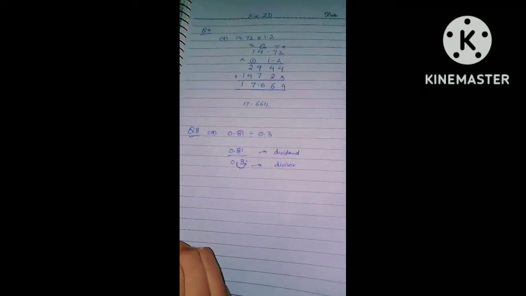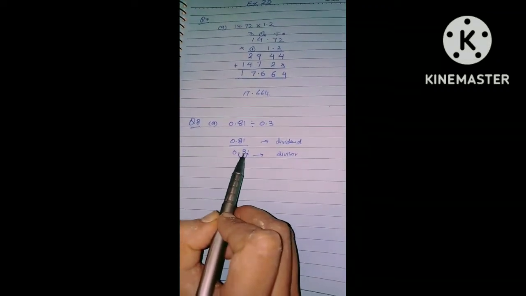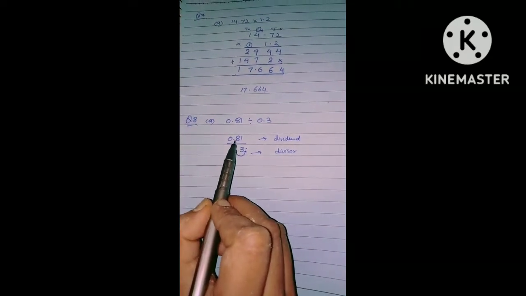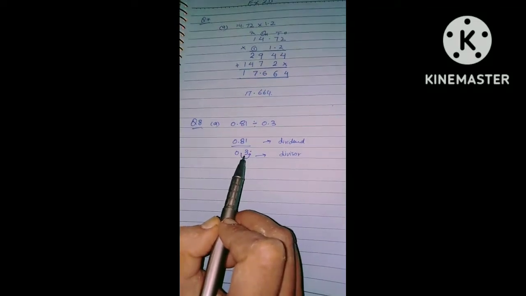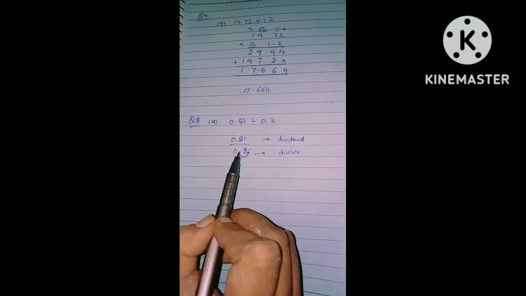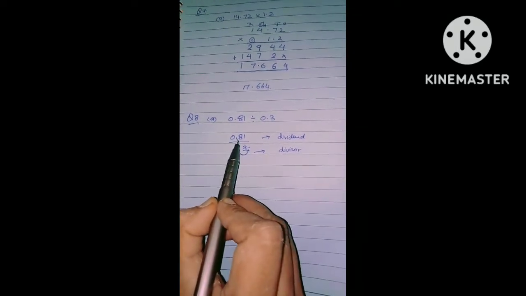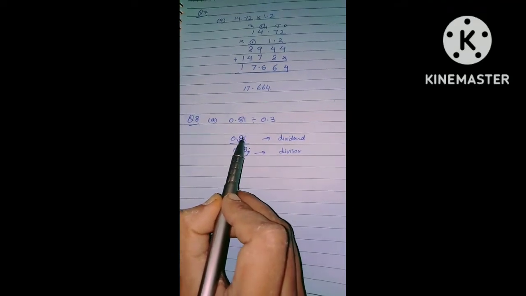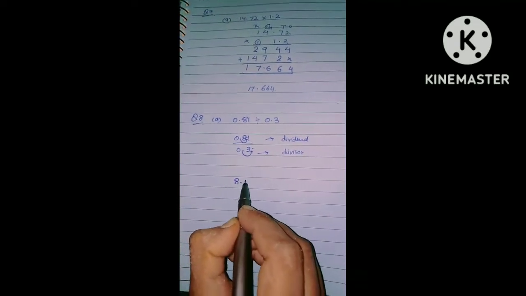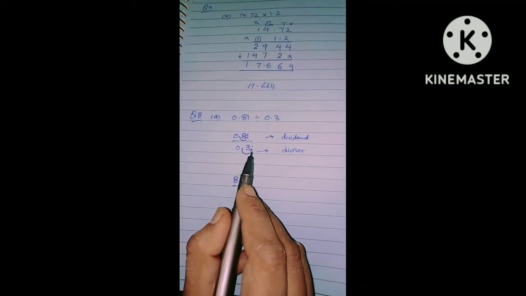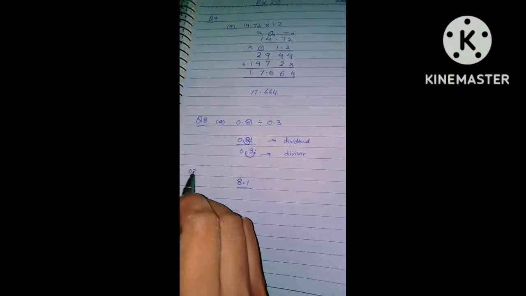Now there is a rule: whatever changes you do in the denominator, you have to do the same changes in the numerator. You're moving the decimal one place towards the right hand side, so you will do the same over here, moving the decimal one place to the right. So what you have got is 8.1 divided by 3, because there is no value of decimal at the end. You will get just 3.